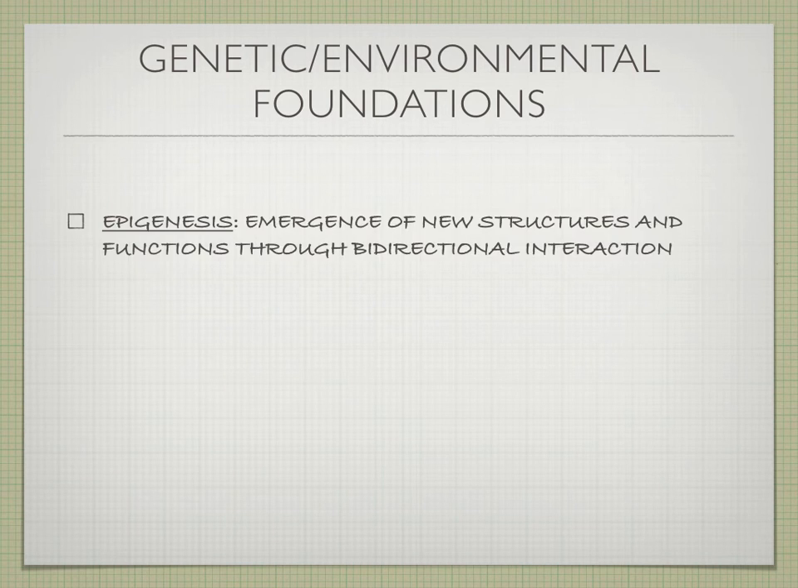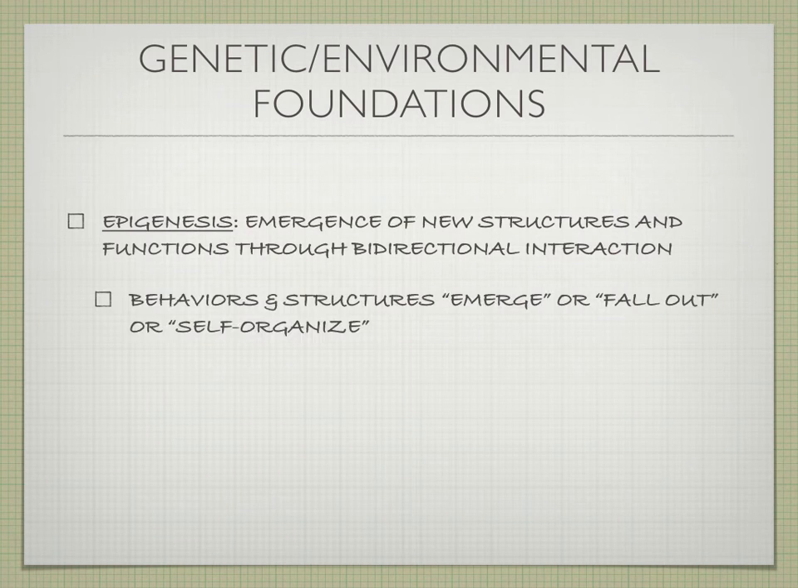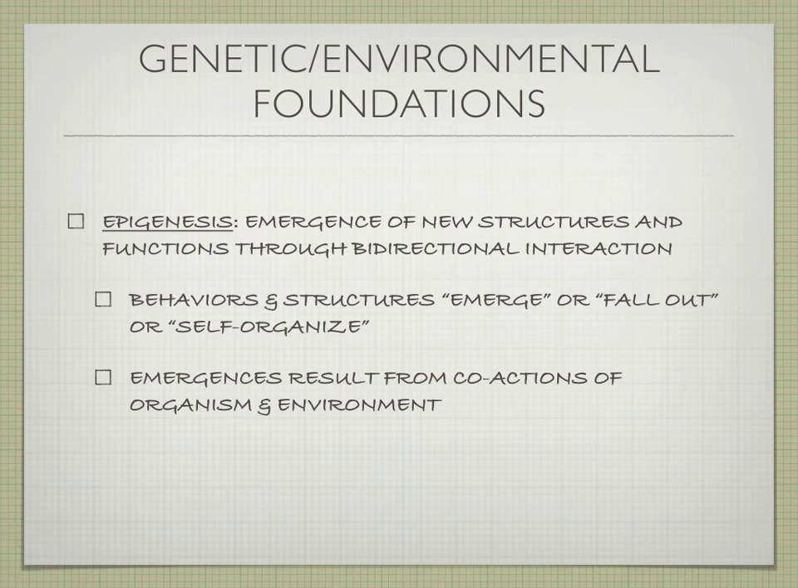It's great. Okay, so epigenetics is the emergence of new structures or functions through this bidirectional interaction, again, between the genes and the environment, okay? So the environment's affecting the genes and the genes are affecting the environment, and this is going back and forth. Behaviors or structures emerge or fall out or self-organize because of this bidirectional interaction. And these emergences, again, are resulting from this co-action of the environment and the organism. So the genetics and the environment are going back and forth.